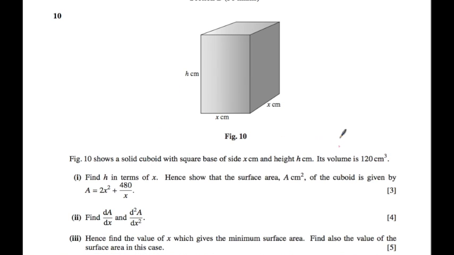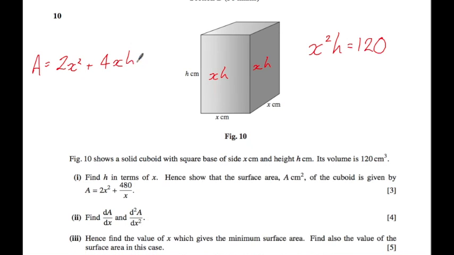So let's think what we know. We know its volume is 120 centimeters cubed, and the volume is going to be x squared times h. So we know x squared h equals 120. We also want to find a formula for the surface area, and I assume that's going to rely on h, and we've got to get rid of that somehow. So the surface area, we've got the top and bottom, which are both x squared, so we've got 2x squared, and then all these bits around the side are each going to have area xh, and there's 4 of them, so there's 2 we can't see. So that's going to be plus 4xh.